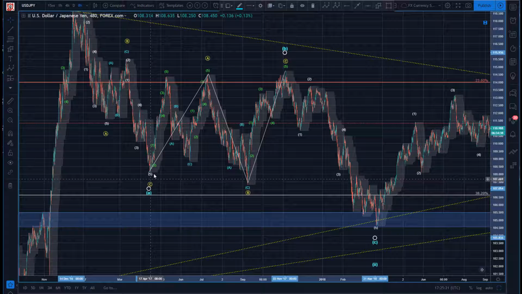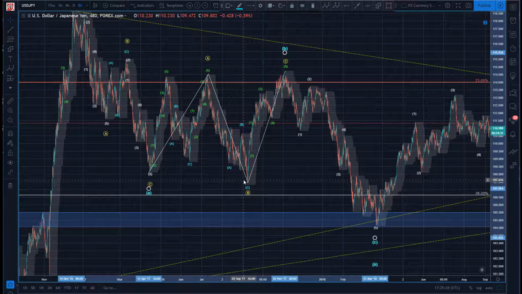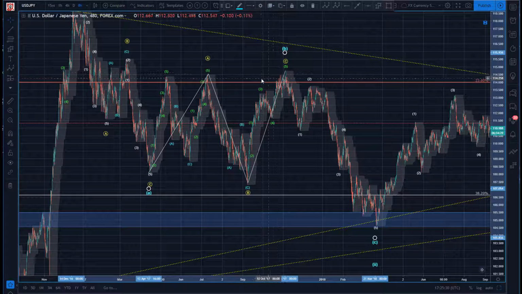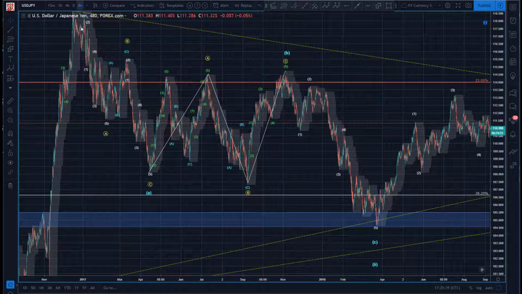Now we get a zigzag into the A, so I go 5, 3, 5. Now I got a little bit of a wonky B here, but as this has to be corrective to accommodate this, you got to go A, B, C. Then I can go 1, 2, 3, 4, 5 into my C of my B. Right? So I've got A.